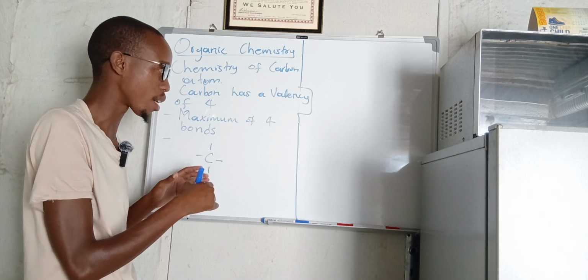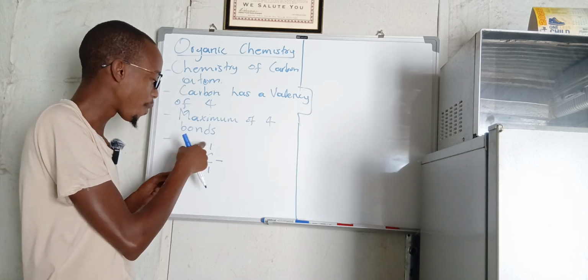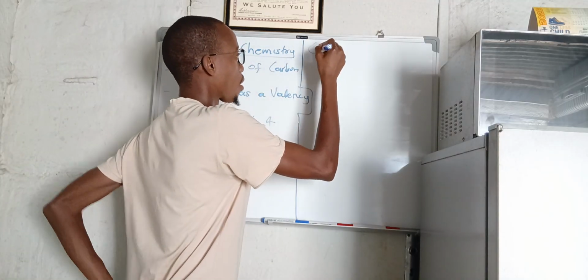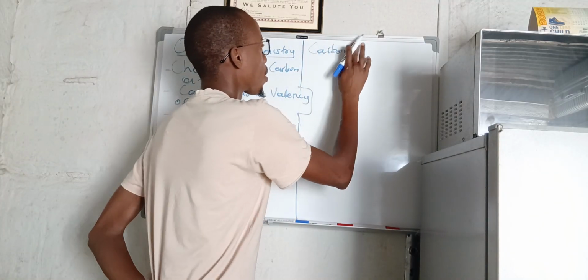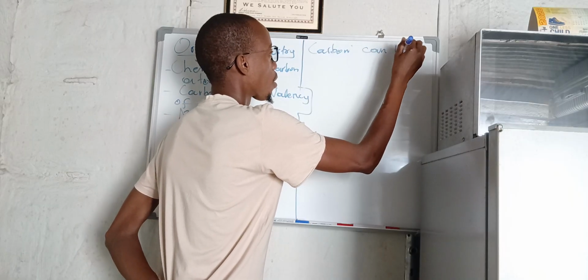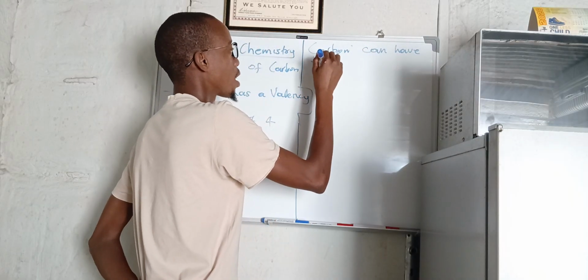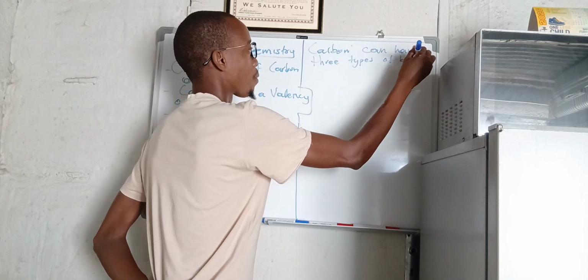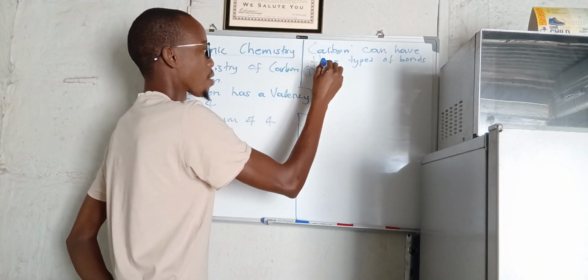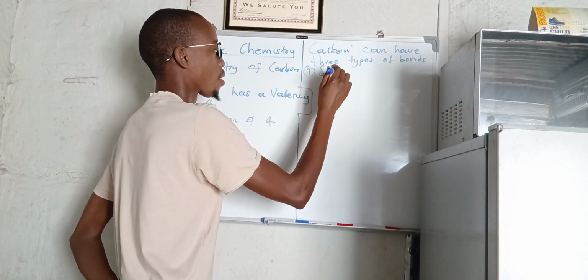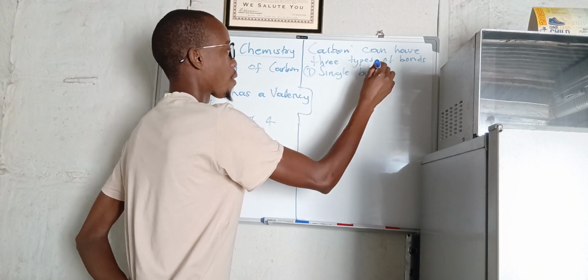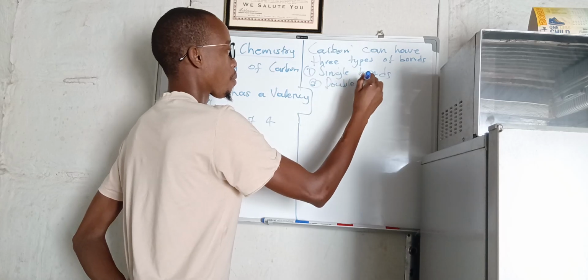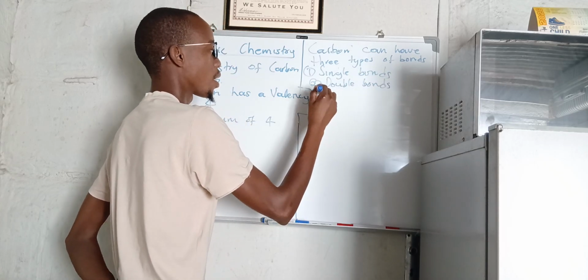What will basically happen here? I'm going to show you again. Carbon can have single bond, double bond, and triple bond. Three types of bonds. 1. Single bond. 2. Double bond. 3. And then triple bond.